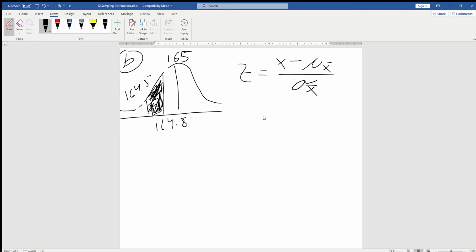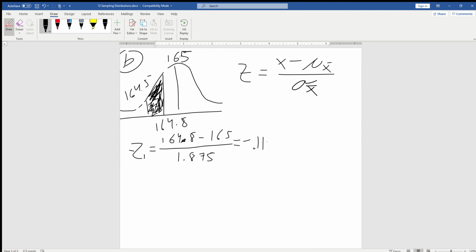Right, so for z sub 1, I'm going to pick the bigger one. 164.8 minus 165, so that's x minus mu sub x bar divided by sigma sub x bar. Now remember we just got sigma sub x bar, and it was 1.875. I'm not using the 15. Okay, I'm going to punch that into my calculator. And I end up with negative 1.11.